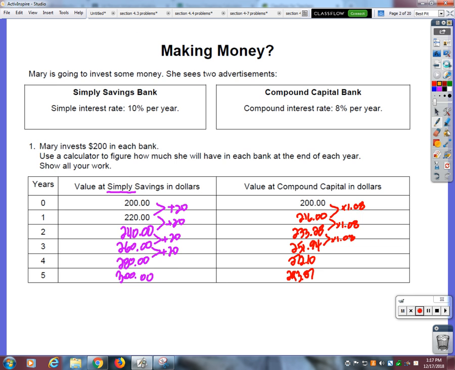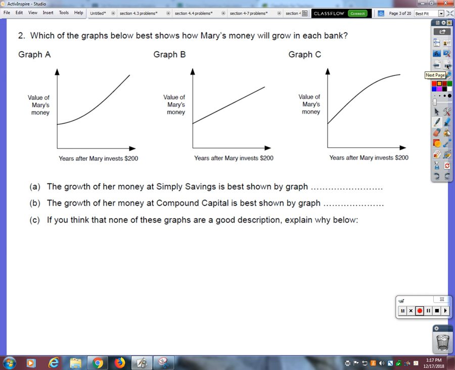All right. So, which of the graphs below best shows how Mary's money will grow in each bank? So, which one of those would be the simple savings account, and which one of those would be the compound savings account? Jaron? Okay, awesome. Graph B is the simple, and graph A is the compound. Okay? How did you know that?